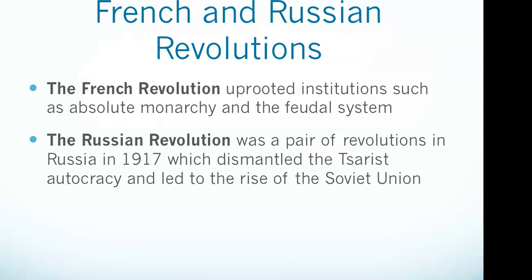Okay. The Russian Revolution was a pair of revolutions in Russia in 1917, which dismantled the Tsarist autocracy and led to the rise of the Soviet Union. Under the Lenin administration, Russia and then the wider Soviet Union became a one-party communist state governed by the Russian Communist Party. Okay, more stuff.